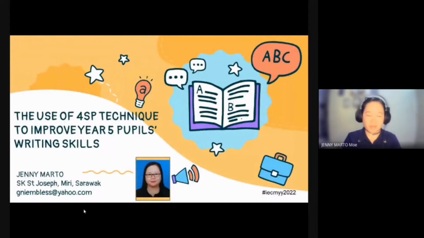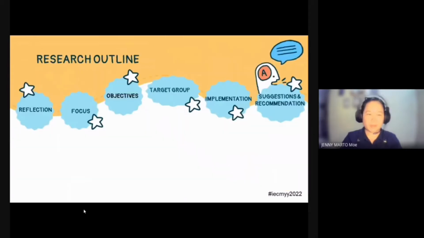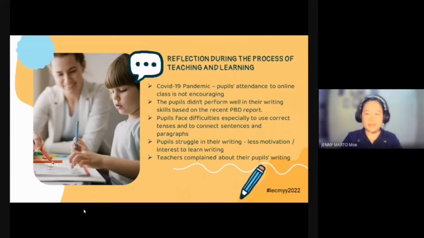St. Joseph Miri, Sarawak. I am feeling very privileged today that I am able to share my actual research entitled The Use of 4SP Technique to Improve Year 5 Pupils' Writing Skill. This is my research outline. I will start with my reflection, then my focus, research objectives, target group, implementation, and finally suggestions and recommendations for future research.